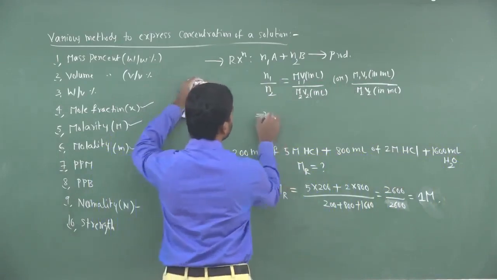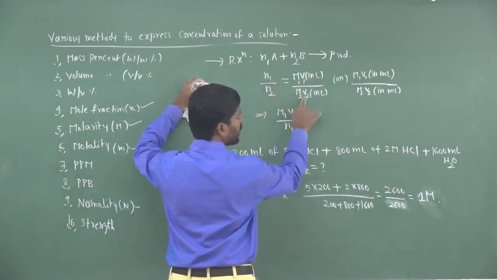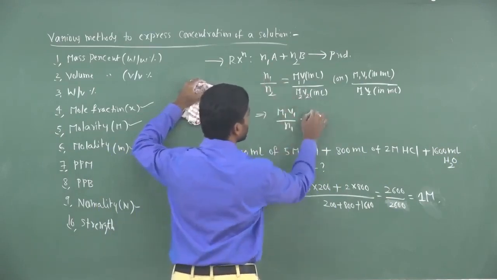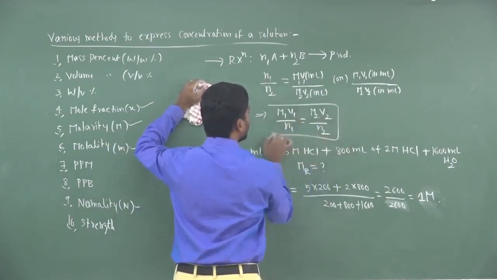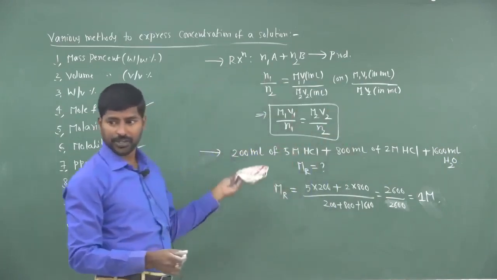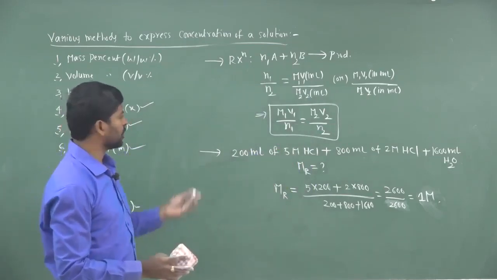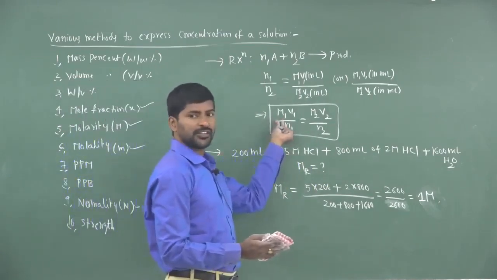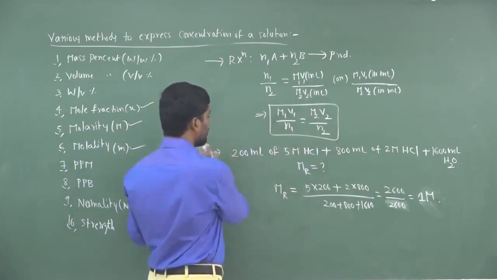From this we get M1 V1 by N1 is equal to M2 V2 by N2. We frequently use this equation during titrations. If one of the solution concentrations is known to us, the unknown solution concentration can be calculated by using this equation.